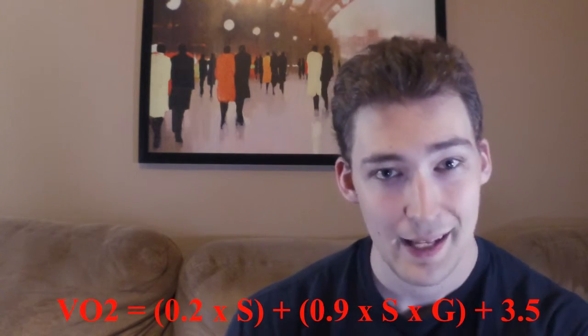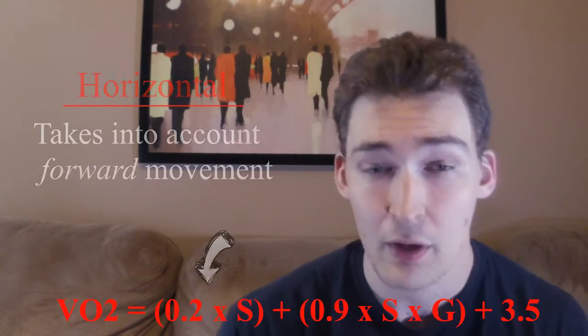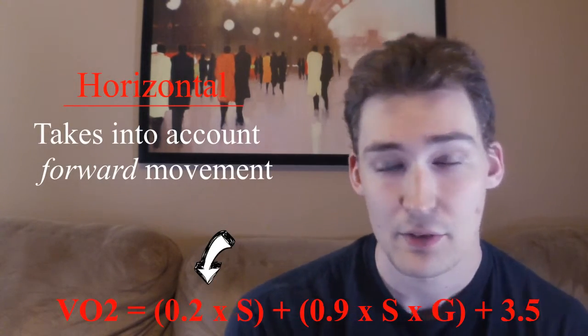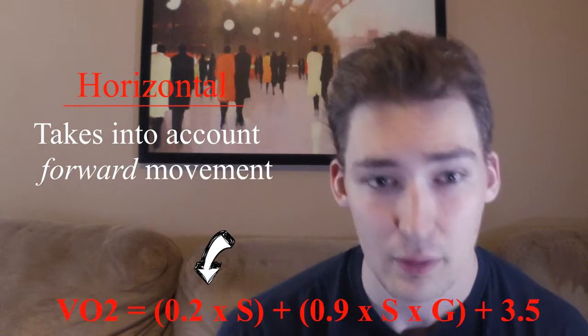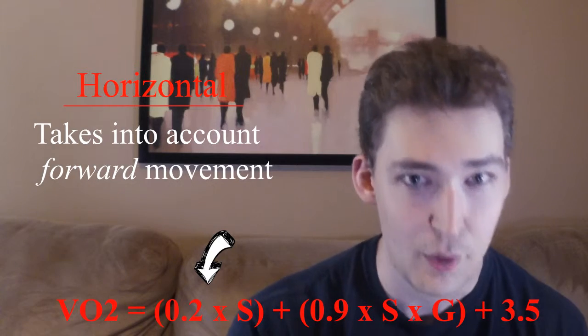pretty well for you. So looking at the equation, again, we're trying to figure out VO2, and VO2 is going to equal 3 different components. VO2 is made up of a horizontal portion, a vertical portion, and a resting portion. The horizontal portion makes sure that we're taking into account forward movement. So when you're running, you're moving forward.